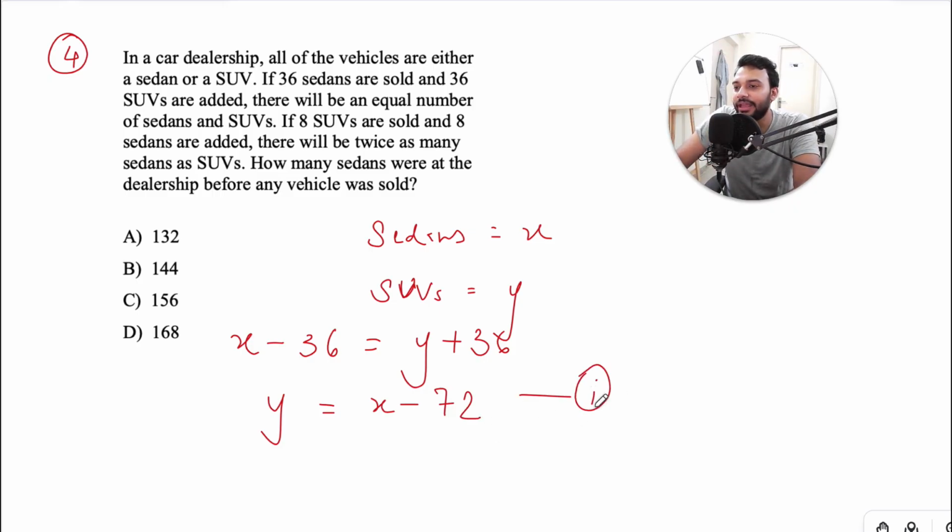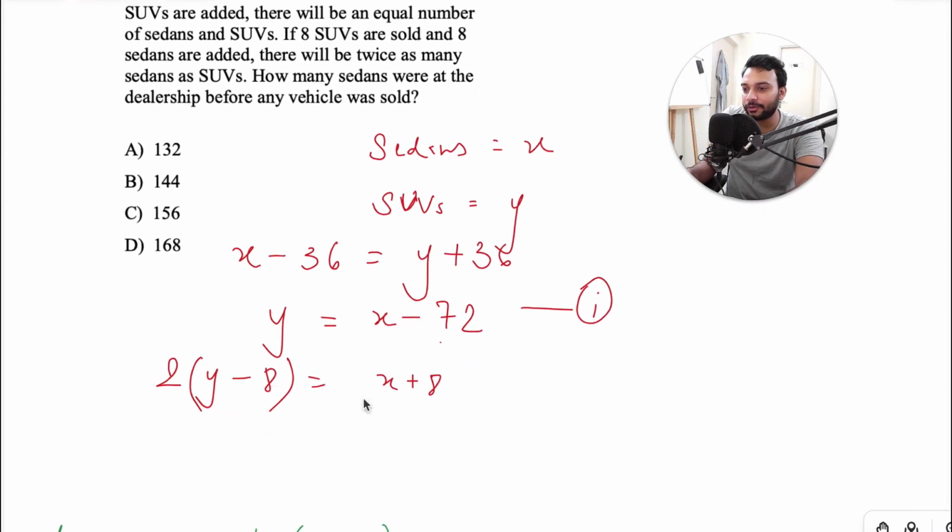What's the second equation? Sorry, I made a mistake here. It's not X minus 8, because in the second scenario, the SUVs are getting sold. So if 8 SUVs are sold, that means Y minus 8, and 8 sedans are added, X plus 8. There will be twice as many sedans as SUVs. So the number of sedans, the right-hand side, will be twice the left-hand side, Y minus 8. Okay, these two equations are given.